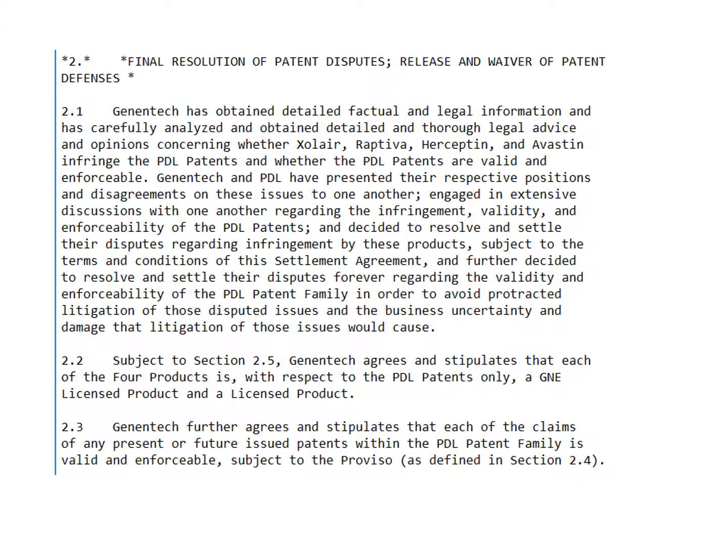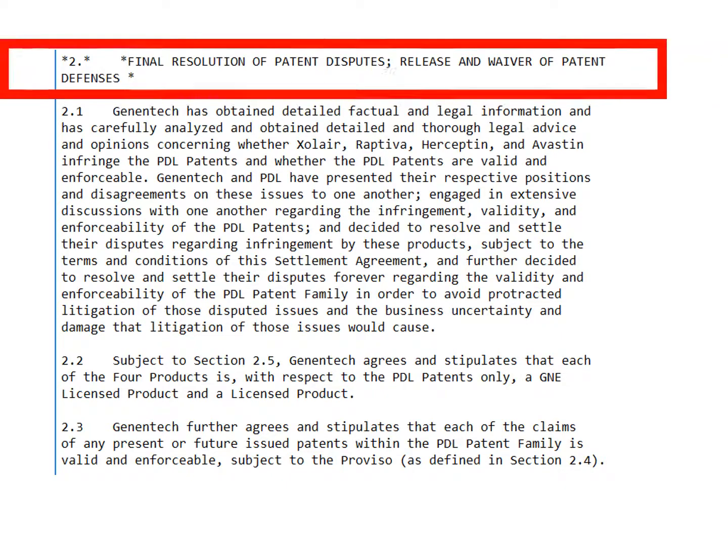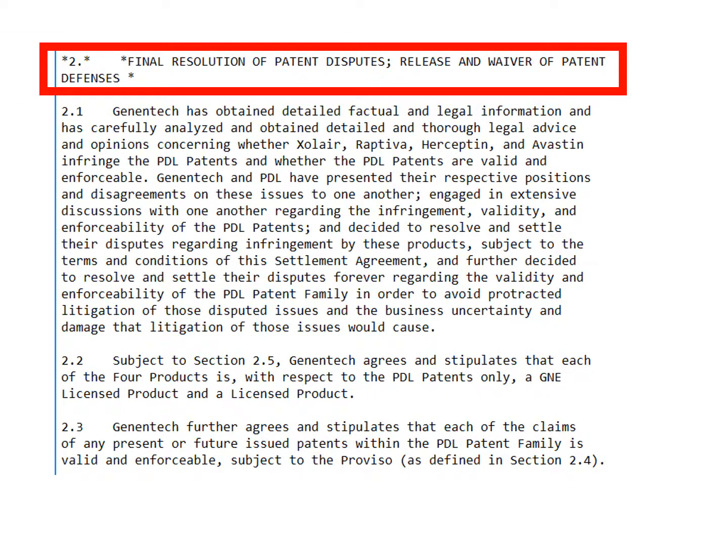Okay, so here we go. Now we're going to resolve the dispute. So we have memorialized we had a contract, memorialized we're fighting over some new drugs, memorialized we're fighting over the validity and enforceability of some patents. Indeed, we're in Europe doing it in public. Now let's put it to bed. Here we go. The final resolution of patent disputes.